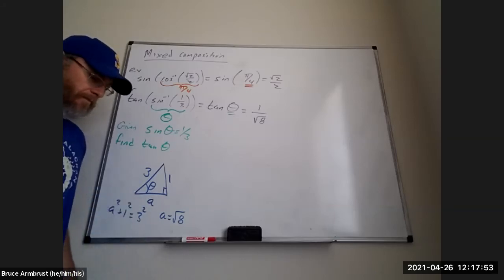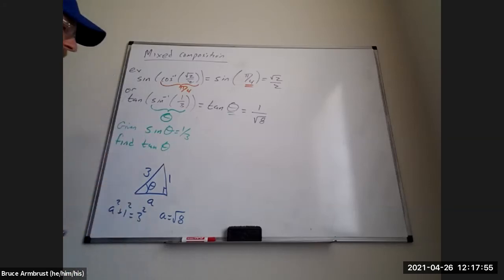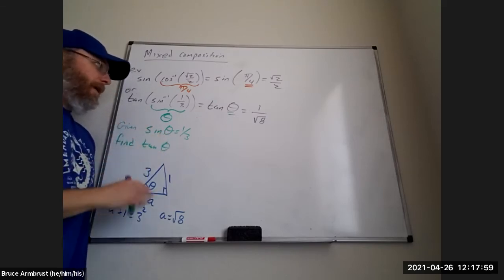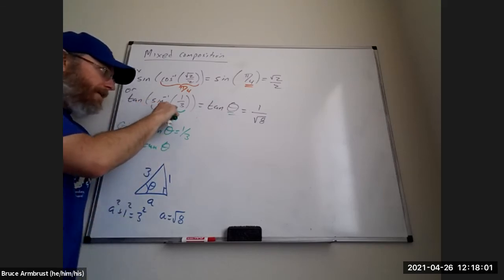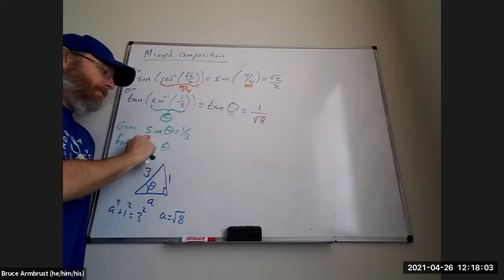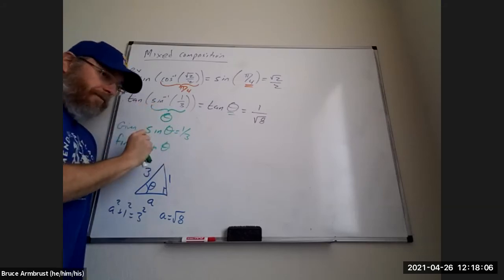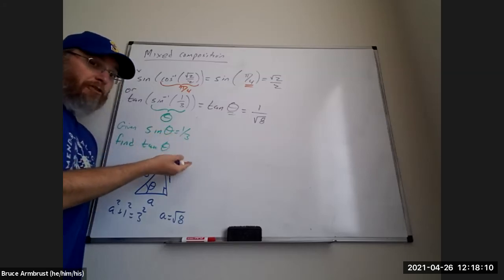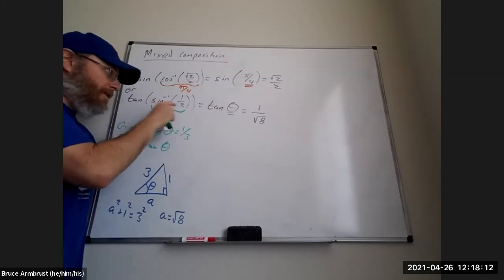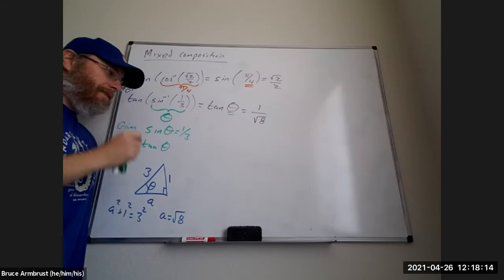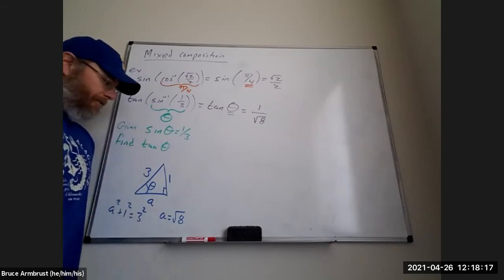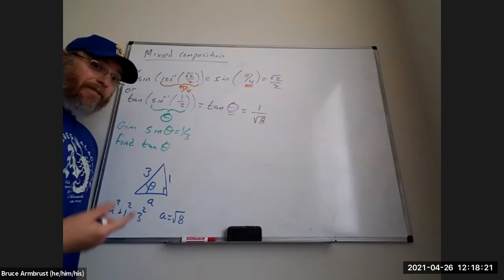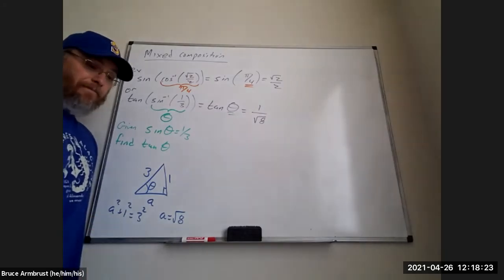So with the mixed composition, I highly recommend that you write it this way, that you take whatever that interior one is and write it as a trig function. Not the inverse trig function, but the trig function itself, to help you remember what you know. This is telling me my angle has a sine of 1/3, which means I know it fits on this triangle. And once I know that one, I can get all the rest.